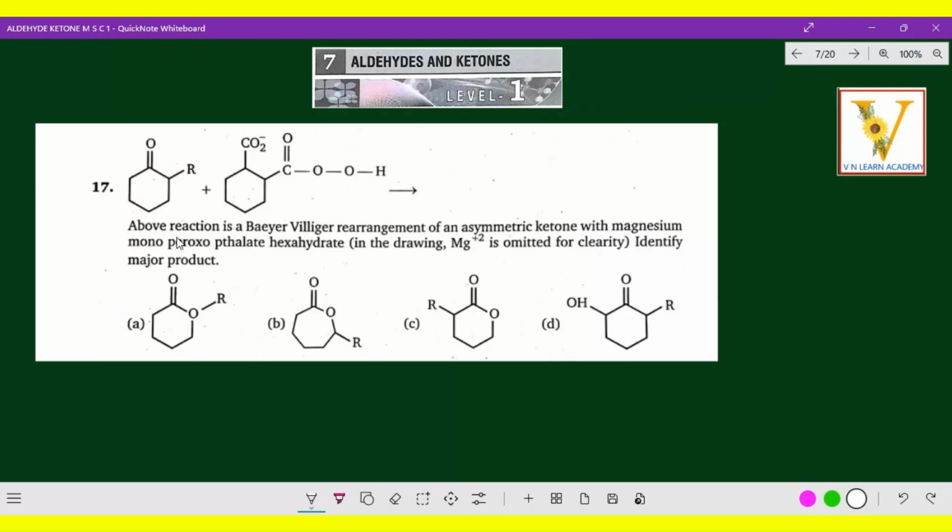The next question: Baeyer-Villiger rearrangement of an asymmetric ketone with magnesium monoperoxyphthalate hydrate; in the drawing Mg2+ is omitted for clarity. Identify the major product. See, generally, Baeyer-Villiger reaction is used for what purpose? It is used for ketone oxidation. Ketone oxidation. That is the main process we are using.